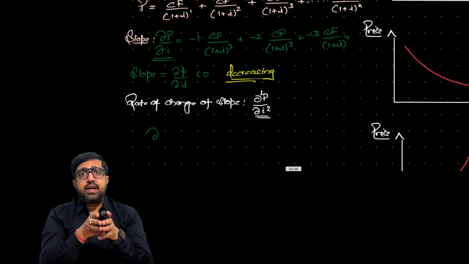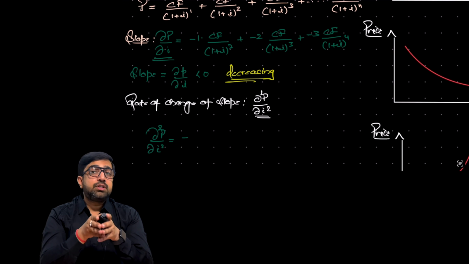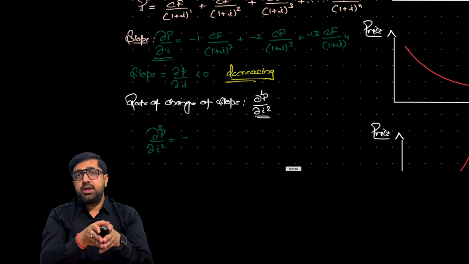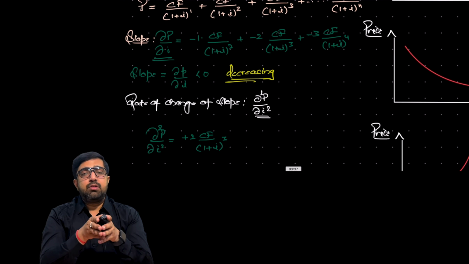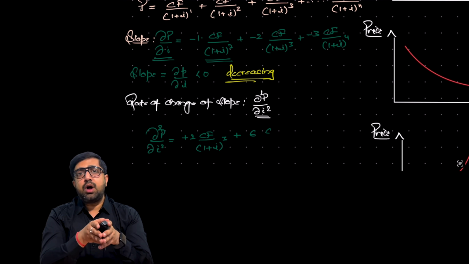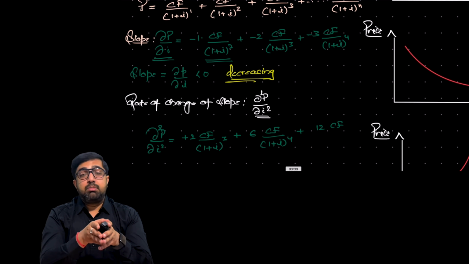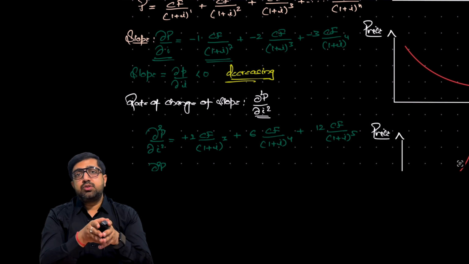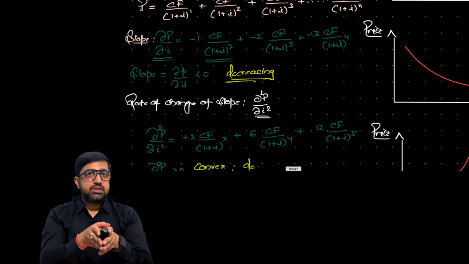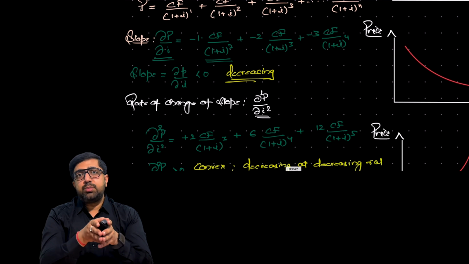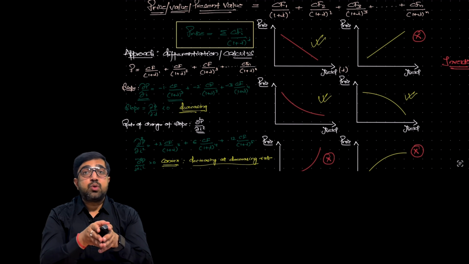So if you take a differentiation again of the slope, which is d square P upon d i square, you will find the derivative as plus 2 into cash inflow upon 1 plus interest rate raised to the power 3, plus 6 into cash inflow upon 1 plus interest rate raised to the power 4, and so on. It means that if you assume that the cash flows are positive and the interest rate is also positive, then your double derivative is coming as positive. So the rate of change of slope is positive.